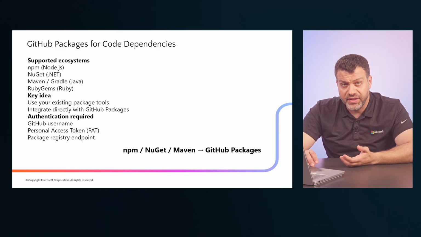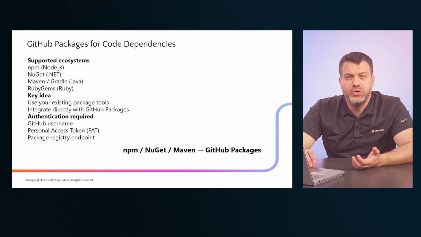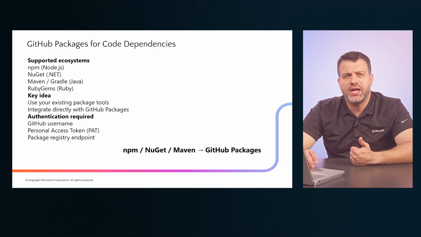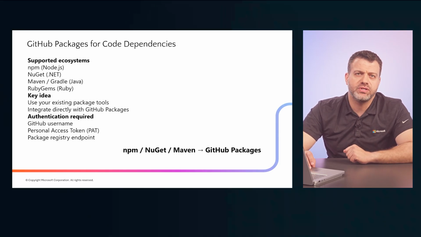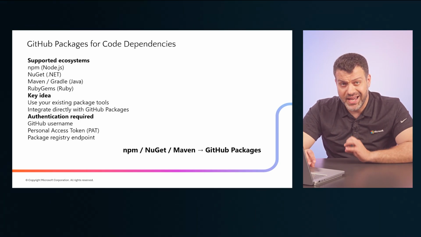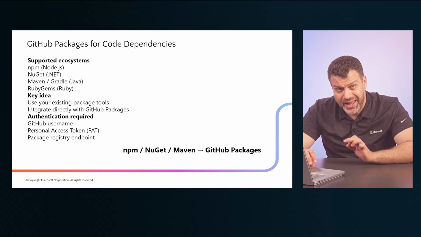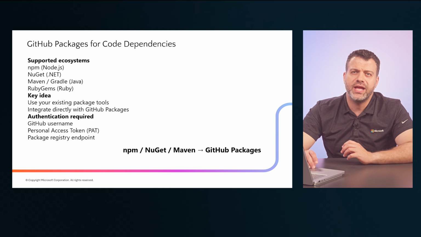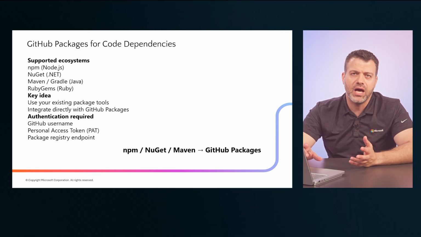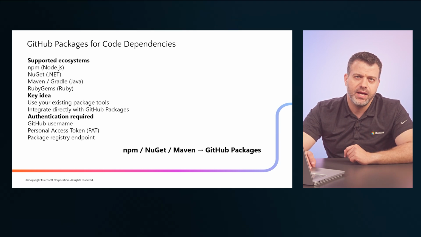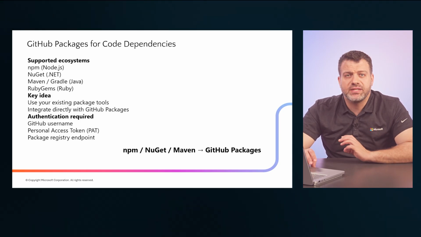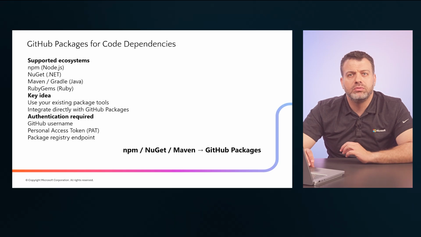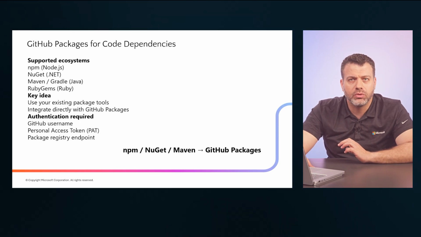To authenticate with GitHub Packages, you need 3 things: your GitHub user account, or your GitHub username, your personal access token, and the registry endpoint for your ecosystem. This setup allows your package manager to securely connect to GitHub Packages and treat it like any other package registry. The key takeaway here is that GitHub Packages integrates seamlessly into your existing development workflow without requiring any new tool or new skills.